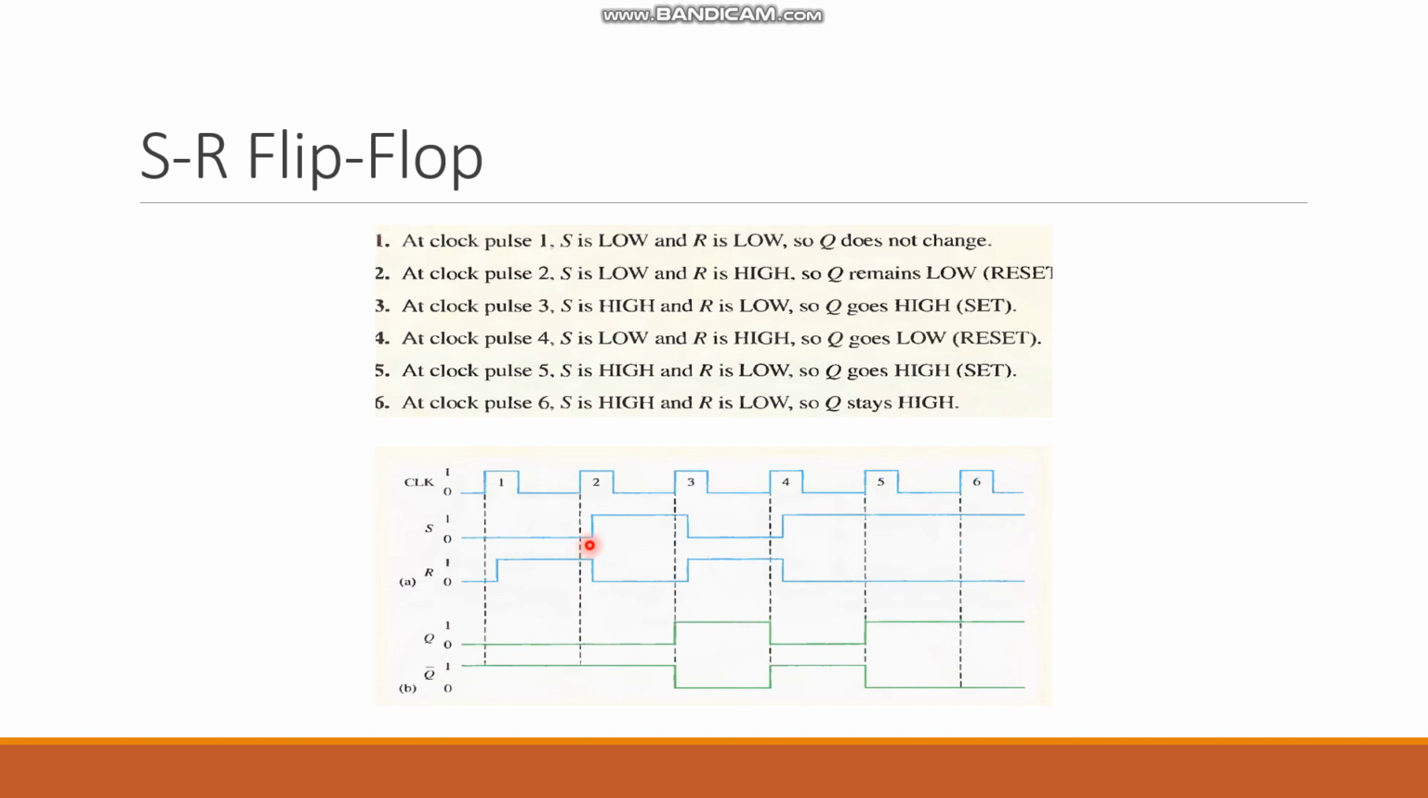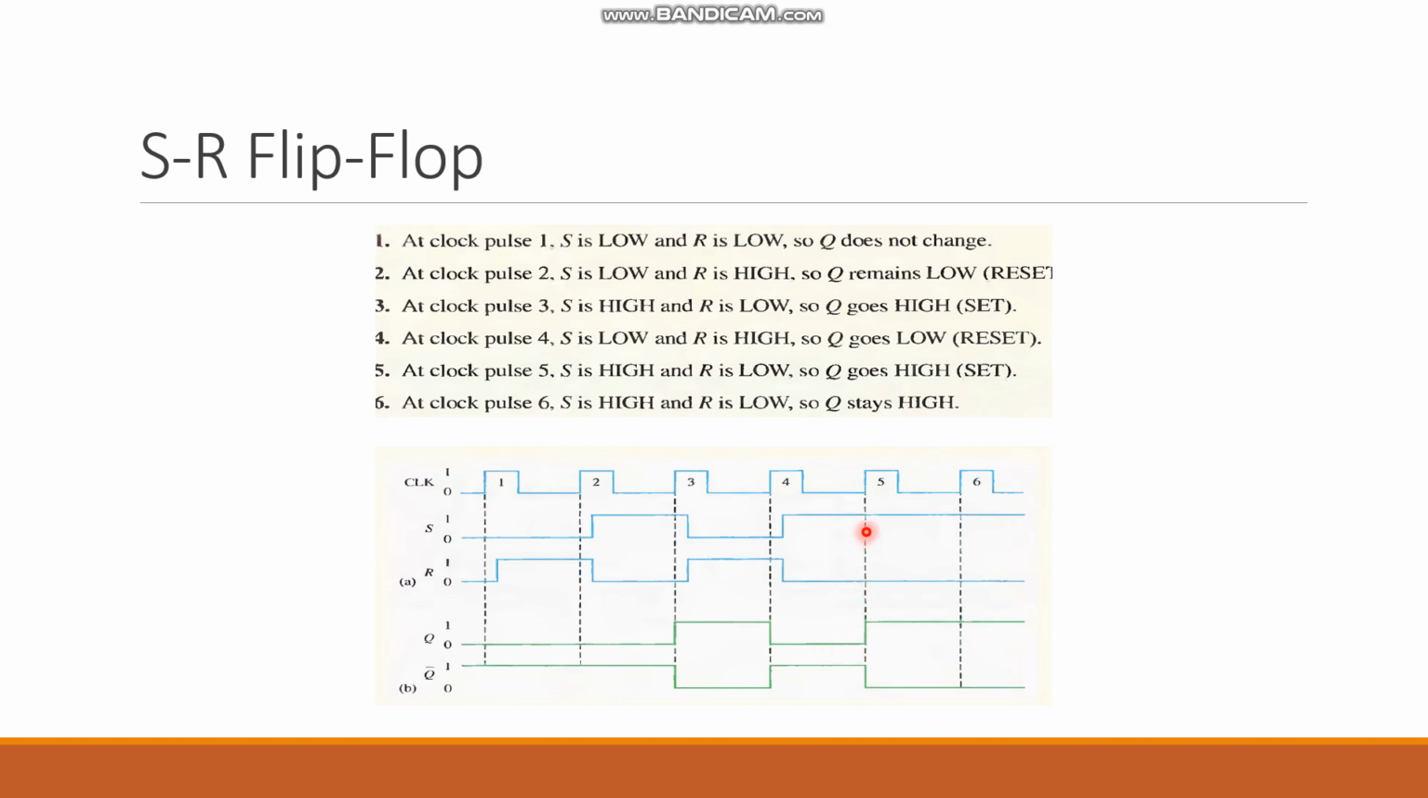Look at this case, S is 0 and R is 1. Whenever S is 0 and R is 1, the output is going to be 0. In this clock pulse, S is 1 and R is 0. That means whenever S is 1 and R is 0, the output is going to be 1. And in this case, it's going to come back to 0 because S is 0.